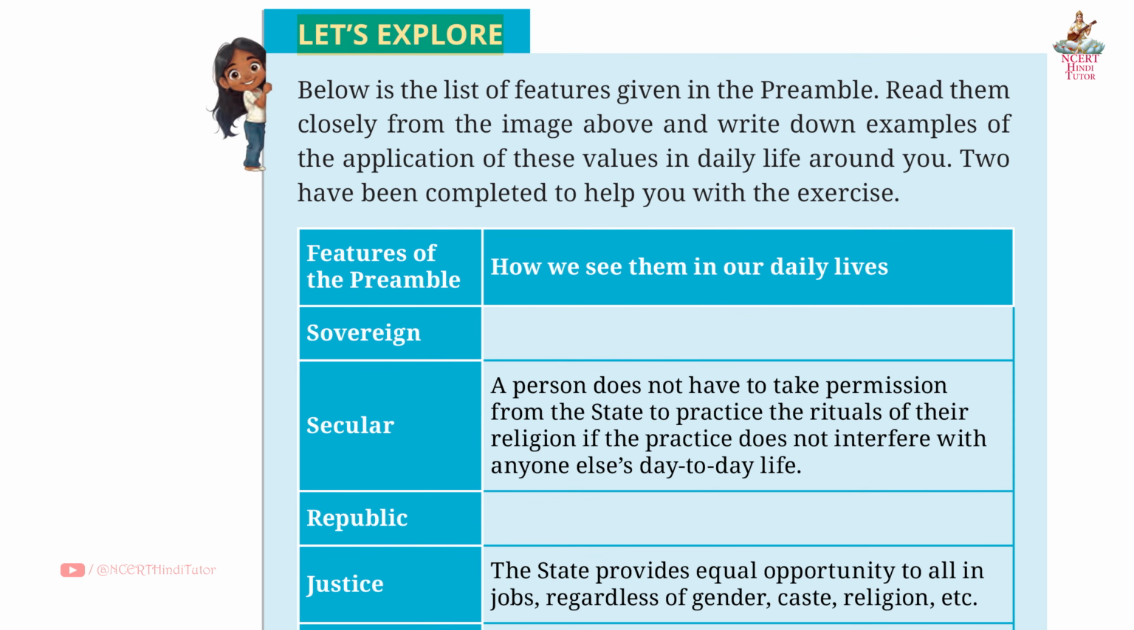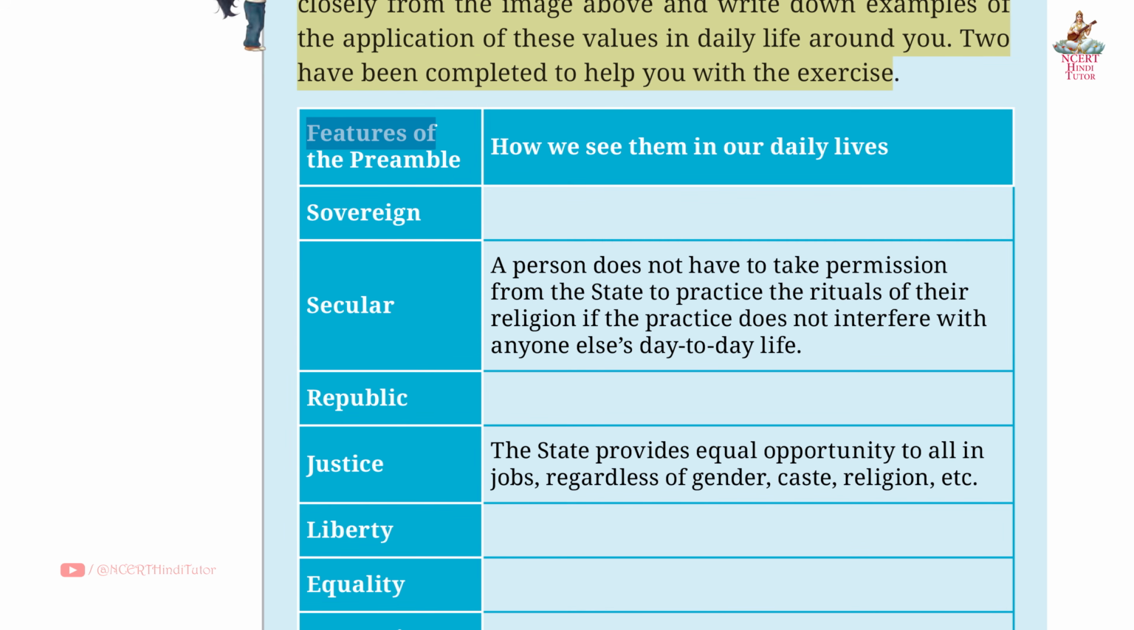Let's explore page 226. Below is the list of features given in the preamble. Read them closely from the image above and write down examples of the application of these values in daily life around you. Two have been completed to help you with the exercise. Feature of the preamble: how we see them in our daily lives. Secular: a person does not have to take permission from the state to practice the rituals of their religion if the practice does not interfere with anyone else's day to day life. Justice: the state provides equal opportunity to all in jobs, regardless of gender, caste, religion, etc.